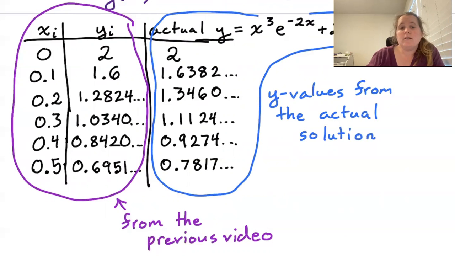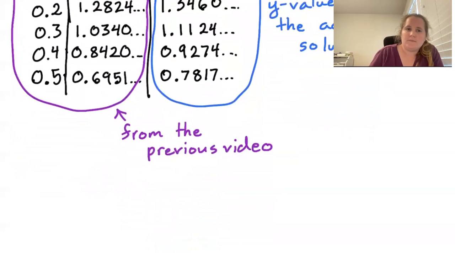So as you can see, the error starts off being pretty minimal, but for each step we take, the error seems to get larger and larger and larger. The actual value of y of 5 is 0.7817. We had found it with Euler's method to be 0.6951. So we only did 5 steps, and there's a pretty significant error already, right?